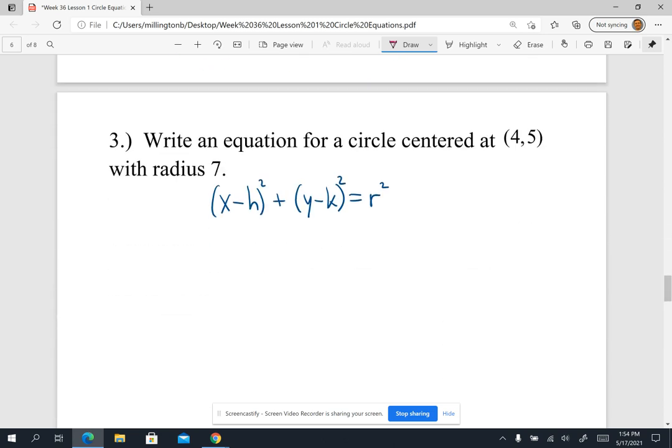All right, number 3, write the equation for a circle centered at 4, comma, 5 with a radius of 7. So go ahead and try to write the equation and pause this and then come back.